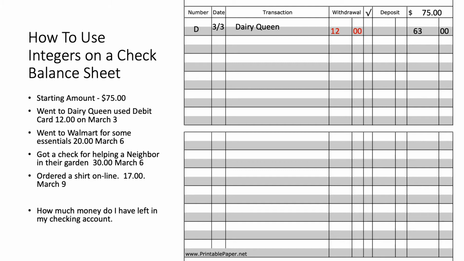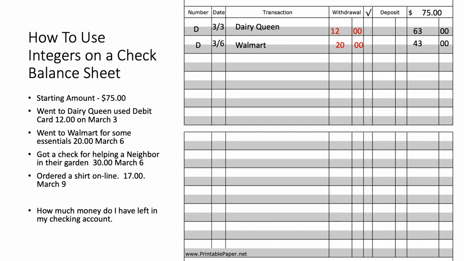Next, I went to Walmart for some essentials. That was $20 on March 6th. So another debit card purchase, March 6th at Walmart. And now again, if this was using my debit card, it's coming out of my bank account. It is another negative number of $20, and that leaves me with $43 because I'm taking that away.